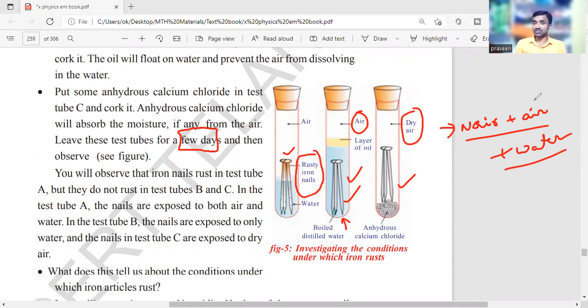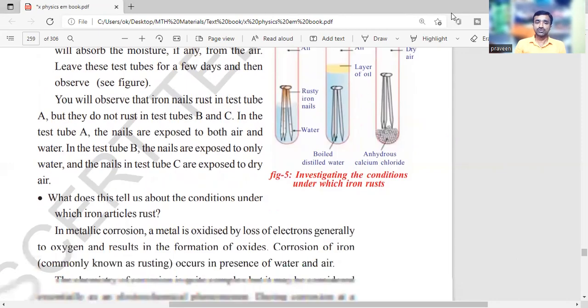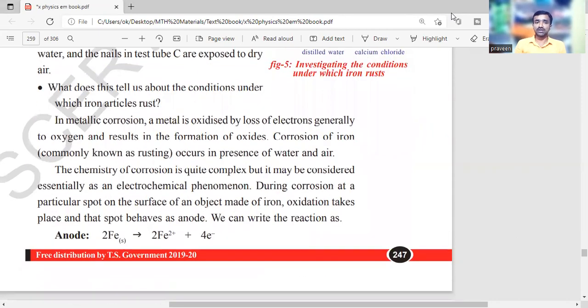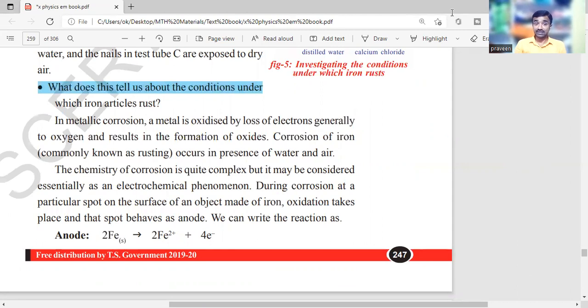So what conditions are required? They must come in contact with the air and water, then only get rusted, right? So these are the observations in this activity, right? So read carefully. What conditions did you notice or observe here? Simply we observed that it must be in contact with the air and water.